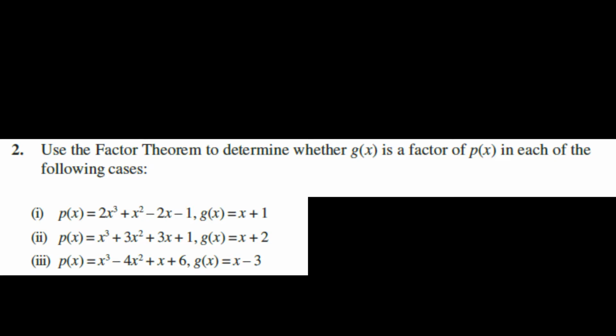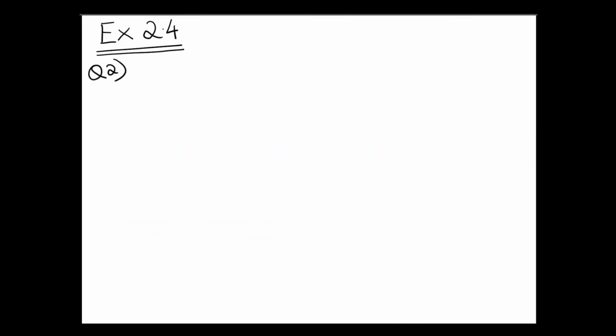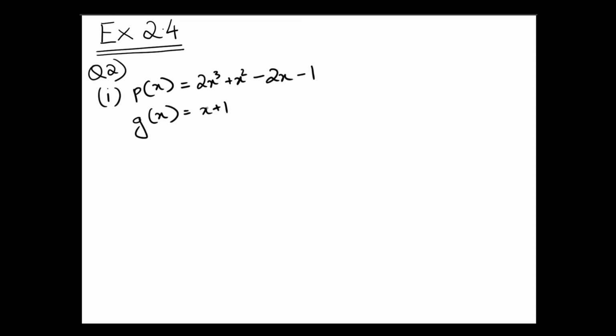Moving to question number 2, it's asking us to use the factor theorem to determine whether g of x is a factor of p of x in each of the following cases. So moving to the first part, p of x in this case is 2x cube plus x square minus 2x minus 1, while g of x in this question is x plus 1.